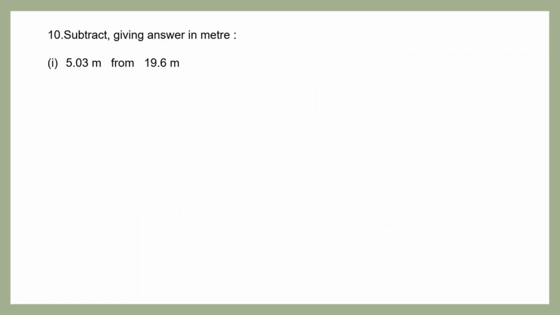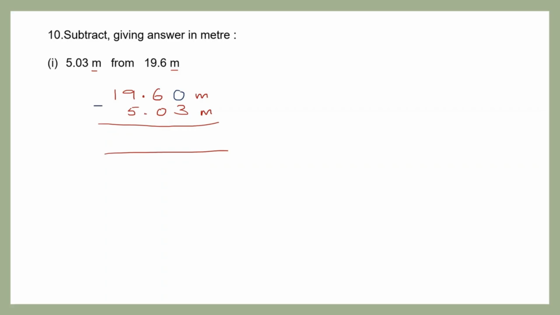Question 10. Subtract, giving your answer in meters. So first thing, check if both the units are in meters. Yes, they are in meters. So I need to subtract the first number from the second number. So let me write down the second number first. 19.6 meters. First number is 5.03 meters. Okay, first thing we need to do is make them like decimals. Okay, there's a 0 missing.